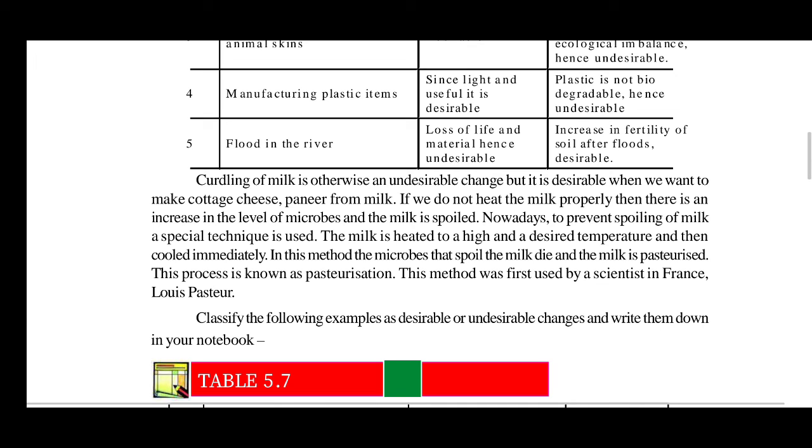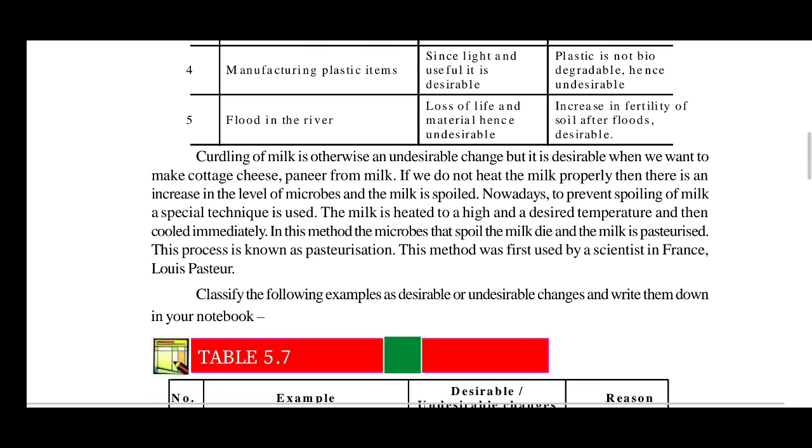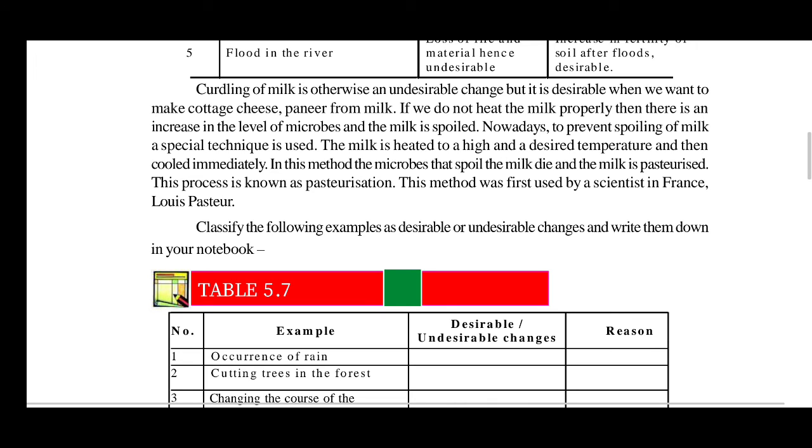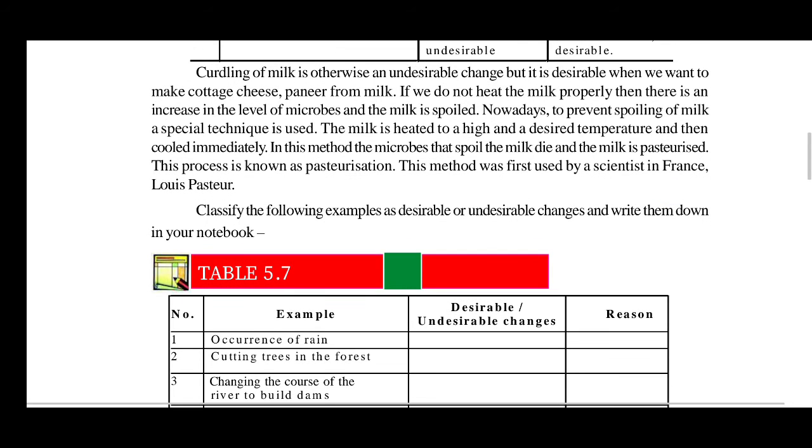We don't need this flood, but increase of fertility of soil after a flood is desirable. If you want fertile soil, then this is desirable. Curding of milk is otherwise an undesirable change, but it is desirable when we want to make cottage cheese. Sometimes milk automatically turns into curd. That is undesirable, but we can also make use of it: we can make cottage cheese, paneer, from milk.